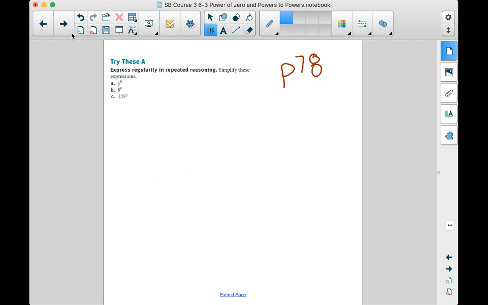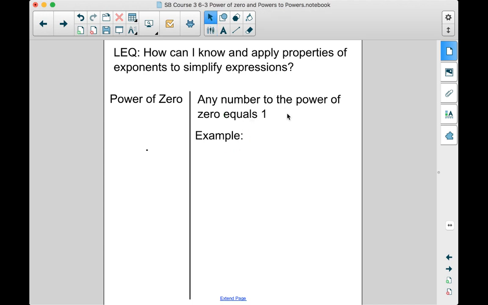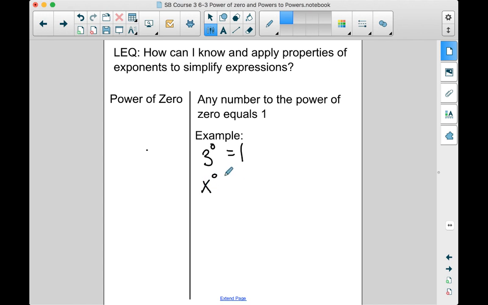Okay, so your property for this, we'll come back to that, your property for this is that, so there's your LEQ, any number to the power of 0 equals 1. So go ahead and get that written in. We're going to do another example. So if I have 3 to the power of 0, written just like that, I know that it equals 1. If I had x, whatever number, to the power of 0, it's going to equal 1.